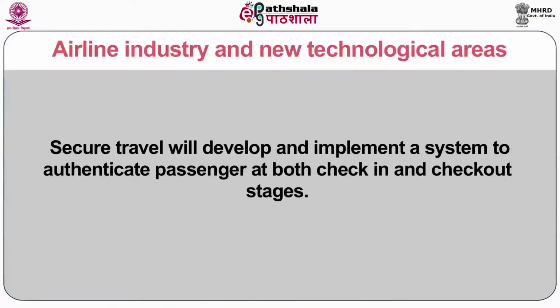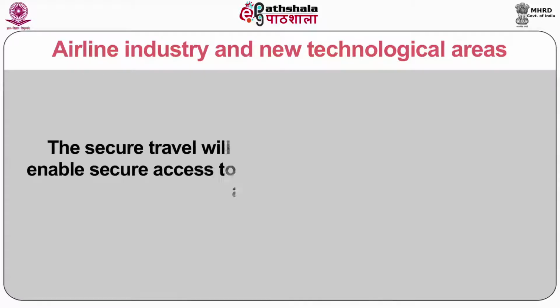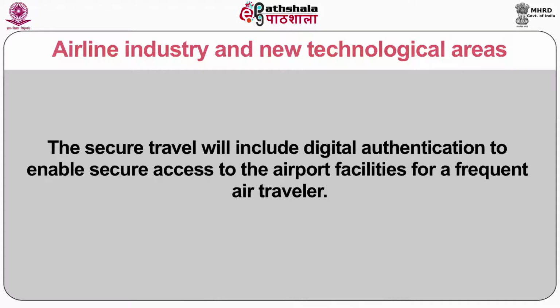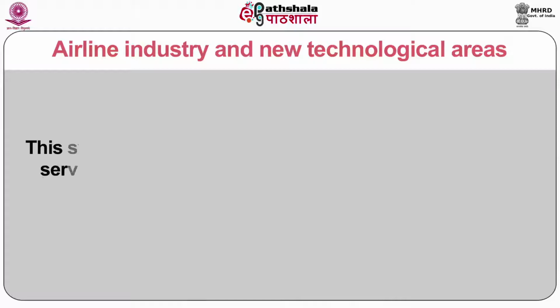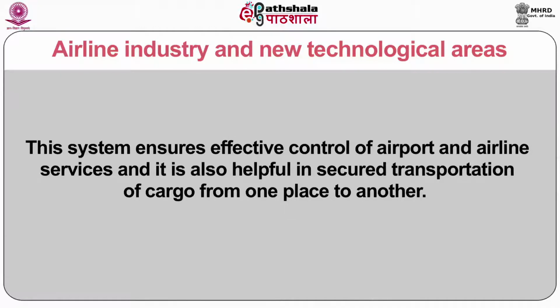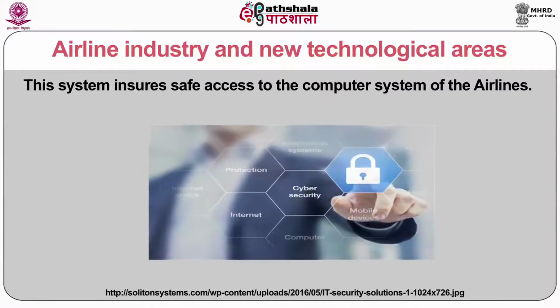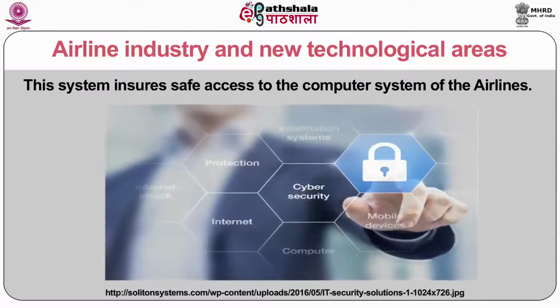Secure travel will develop and implement a system to authenticate passengers at both check-in and check-out stages. The secure travel will include digital authentication to enable secure access to the airport facilities for a frequent air traveler. This system ensures effective control of airport and airline services, and it is also helpful in secure transportation of cargo from one place to another. This system ensures safe access to the computer system of the airlines.